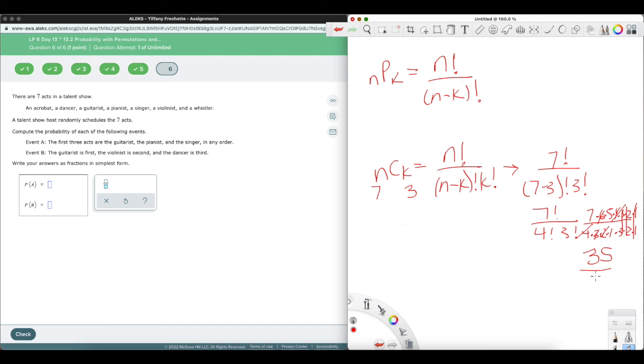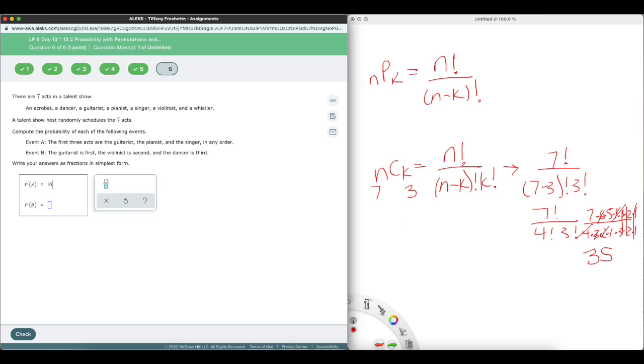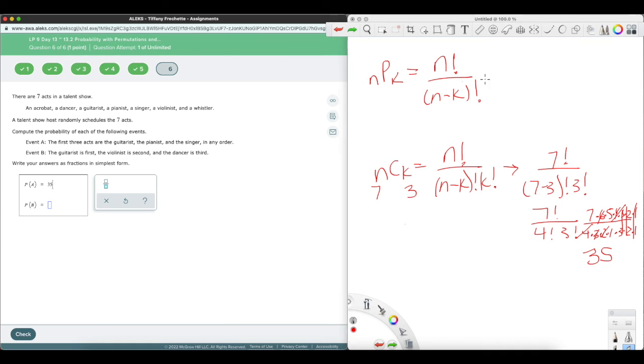So for my first event, there's 35 different possible combinations of these acts. For the second one, I have the guitarist is first, the violinist is second, and the dancer is third. So it matters in which order they're taken. So now I have 7 factorial over 7 minus 3 factorial. So it's going to be 7, 6, 5, 4, 3, 2, 1, and then this would be 4, right? So 4, 3, 2, 1. So I can cancel all of these guys.